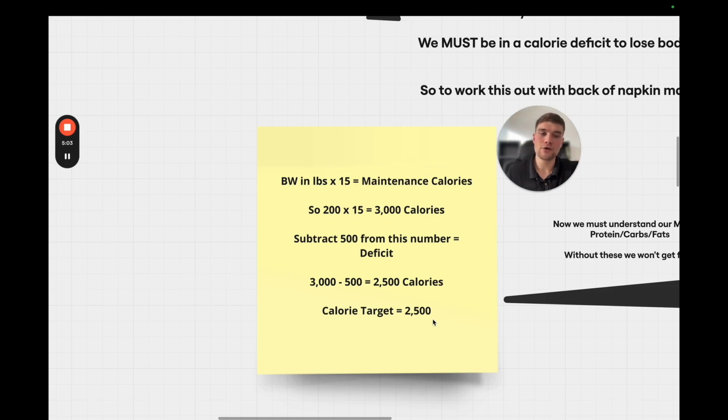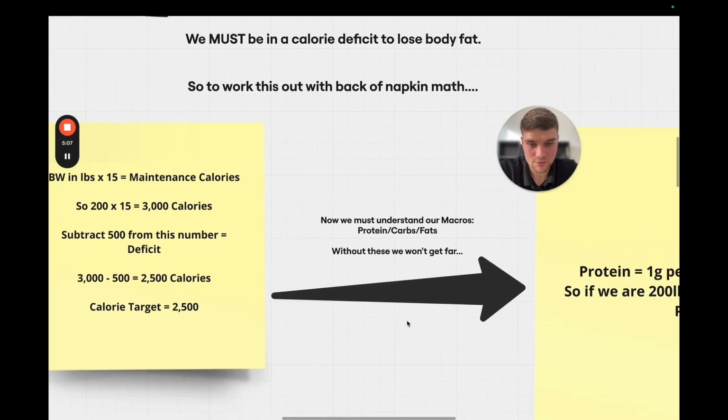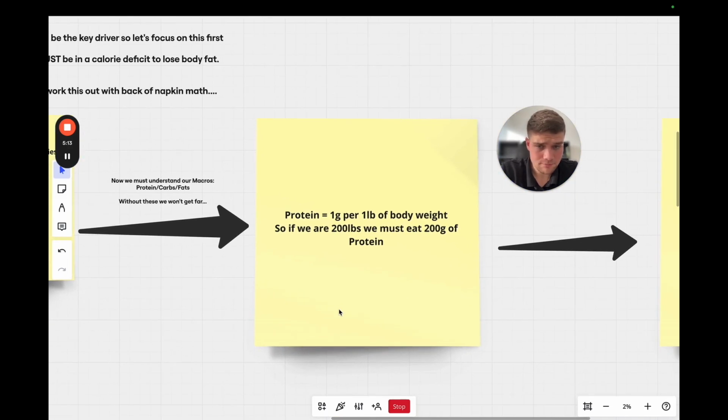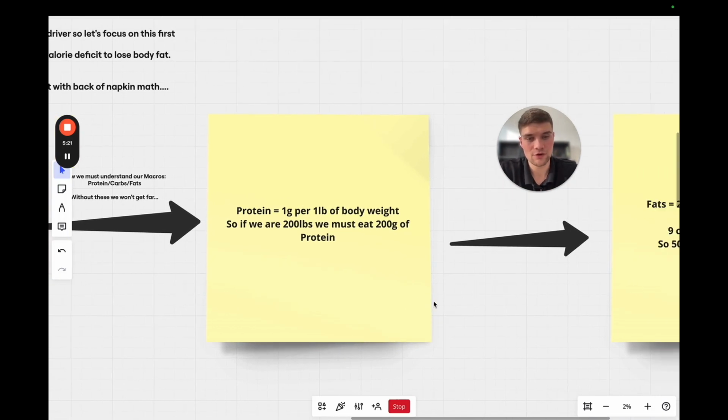But calories alone aren't going to help us lose body fat. We need to understand our protein, our carbohydrates, and our fats. Without those, we won't get too far on this journey. So, a rule of thumb when it comes to working out your macronutrients: for protein, you want to be eating around 1 gram of protein per pound of body weight. So if we're around 200 pounds, in this example, we need to be eating around 200 grams of protein.